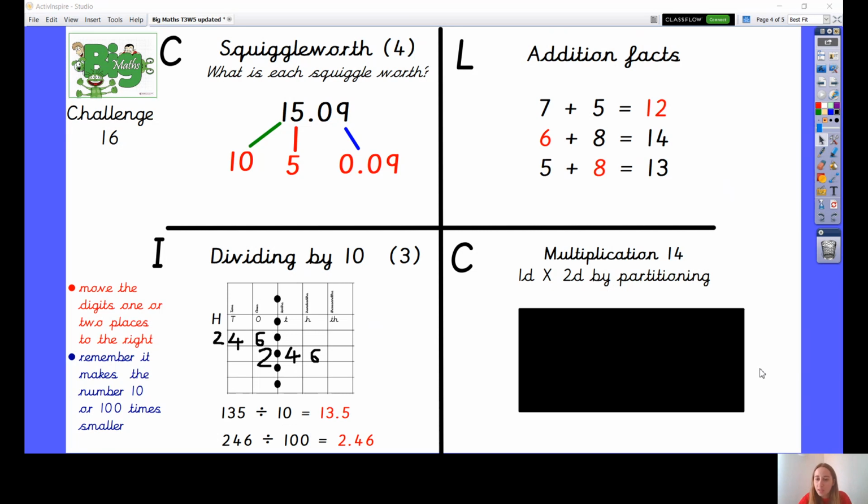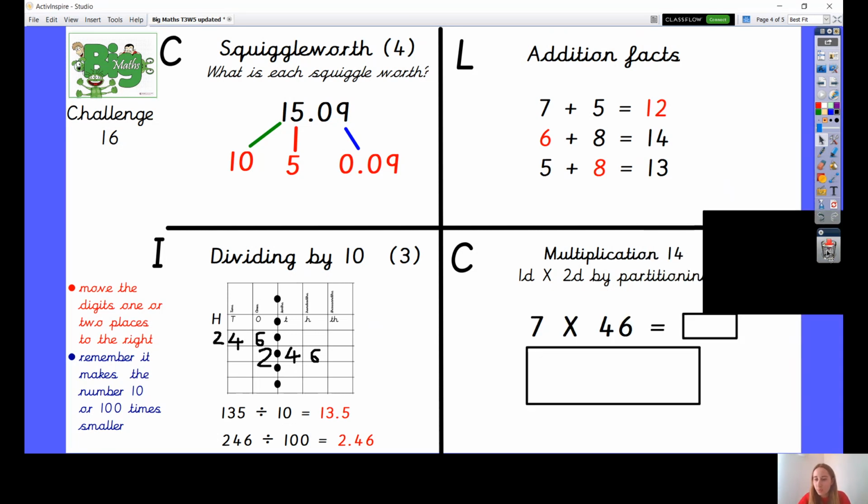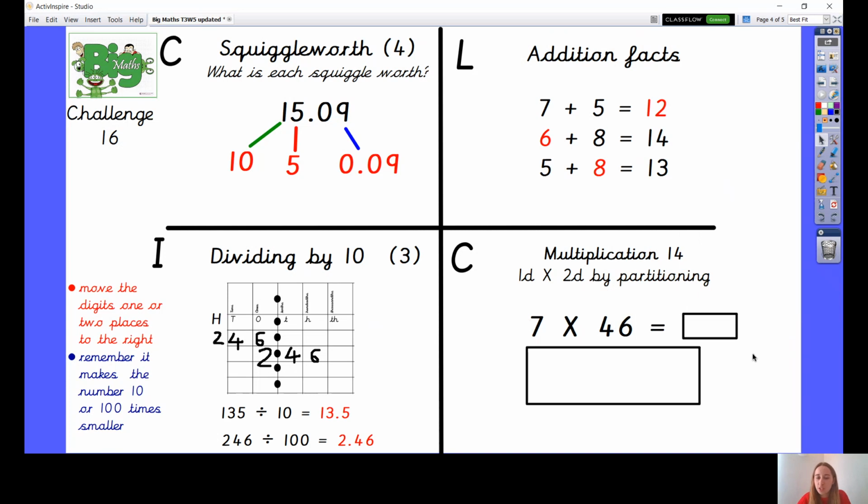Okay, and our last skill is calculation. We're multiplying 1 digit by 2 digits using partitioning and doing it mentally with our times tables. So today, I'd like you to think of the 2 calculations that you can split 7 times 46 into. So 7 times and 7 times, okay? Then have a go at solving them and add them together to find your answer. So complete all of those steps yourself. Press pause before you do that and then press play again when you're ready to go through it together.